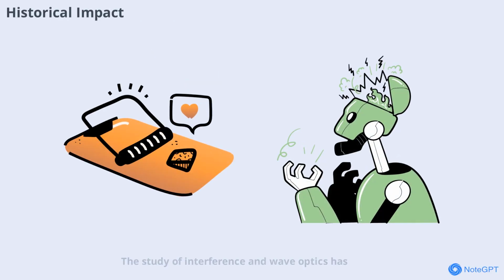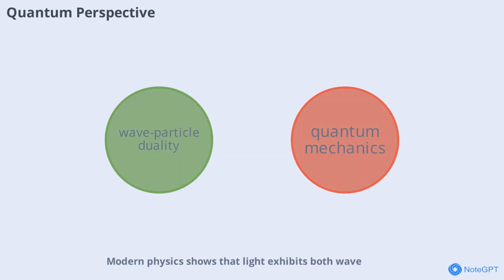The study of interference and wave optics has had a profound impact on science and technology. It challenged the particle theory of light and led to the development of quantum mechanics. The insights gained from wave optics continue to influence modern physics and engineering. Modern physics shows that light exhibits both wave and particle properties, a concept known as wave-particle duality. Interference experiments, especially with single photons, reveal the mysterious and fascinating nature of quantum mechanics, where probabilities and superpositions rule.